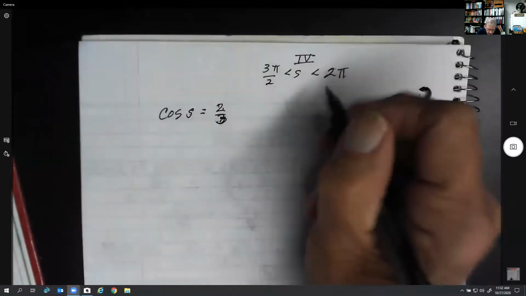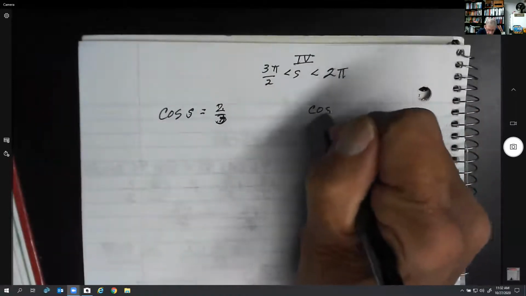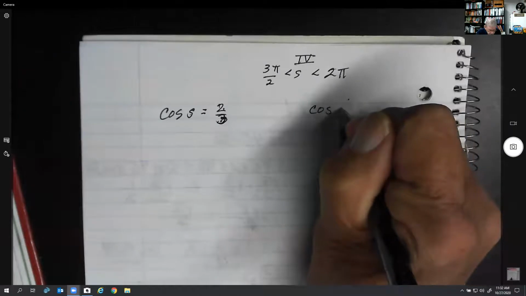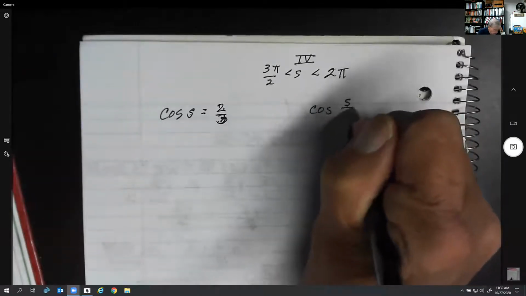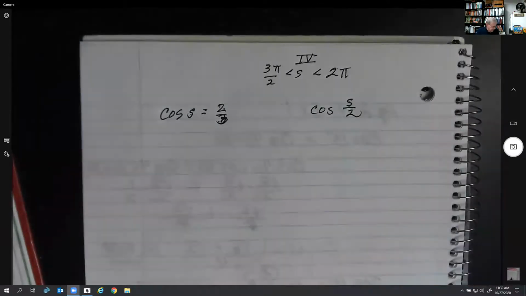Okay. And I'm not going to do all of them. I'm just going to try to find, because on your test, it's asking for the cosine. Okay, you have a problem that's similar to this, and he asks for the cosine of S over 2. So we just do the cosine part, okay? We won't worry about the sine.